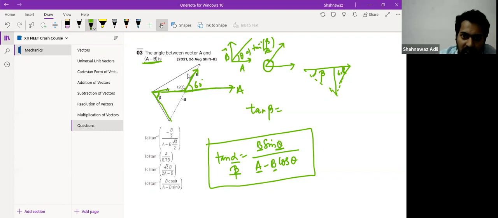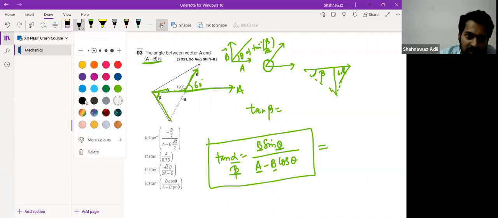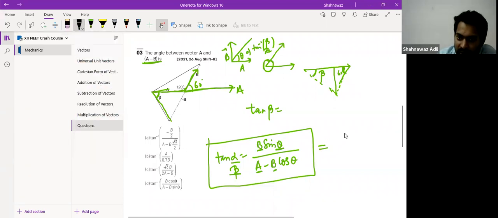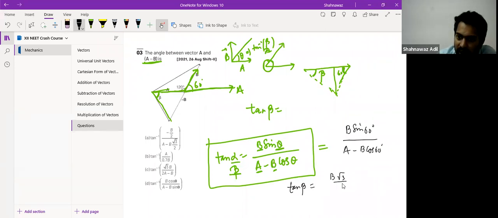Yes, sir. So the angle between vector A and vector B is this. And what is theta here? I should write it. 60 degrees. Yes. Okay. So B sine 60 upon A minus B cos 60. Understood? So your tan beta is what? B root 3 by 2 by A minus B. And this is half.